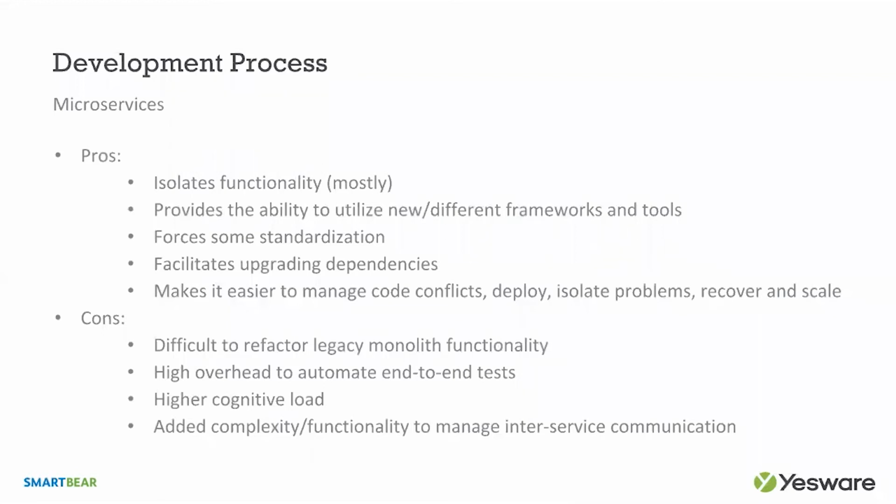When I mentioned that it isolates functionality, and in parentheses, mostly, transitioning from a monolith to a microservices architecture can be really difficult, and you can find yourself with old legacy functionality kind of sprinkled throughout your services. There can be a high overhead to automating end-to-end tests. There's a higher cognitive load, meaning that sometimes you're struggling to figure out where functionality lives, where you should add new functionality, how does this new framework behave, how does this old framework behave? And of course, then there's also the added complexity and functionality of managing inter-service communication, either through message passing or even things like authentication.